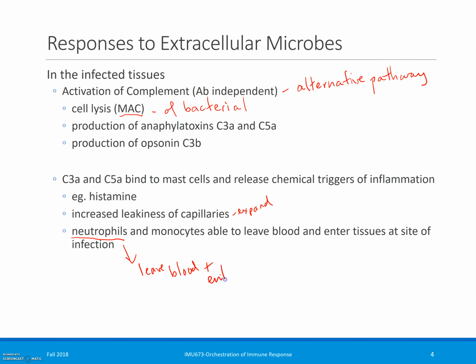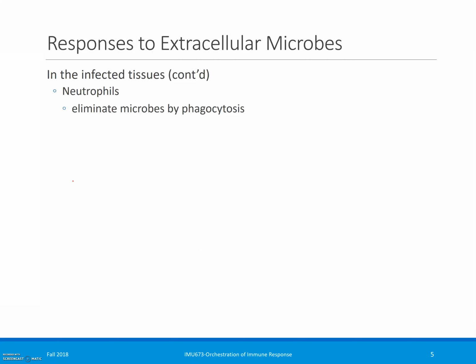And this happens at the site of infection. Okay, so this initial inflammation is triggered by C3a and C5a. Now remember, neutrophils are phagocytic cells, and they're going to do most of the work to try and eliminate the microbes by phagocytosis. So most of the elimination is being done by the neutrophils.